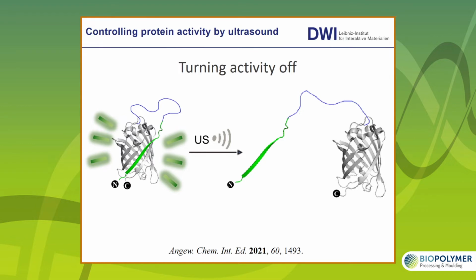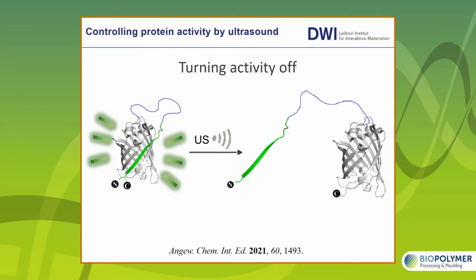Our aim is to control protein function by ultrasound. Why ultrasound? Because it has a very deep penetration depth and it is employed in the clinic for more than 5 decades. Here's now a first example of how we turn on the activity of a protein.